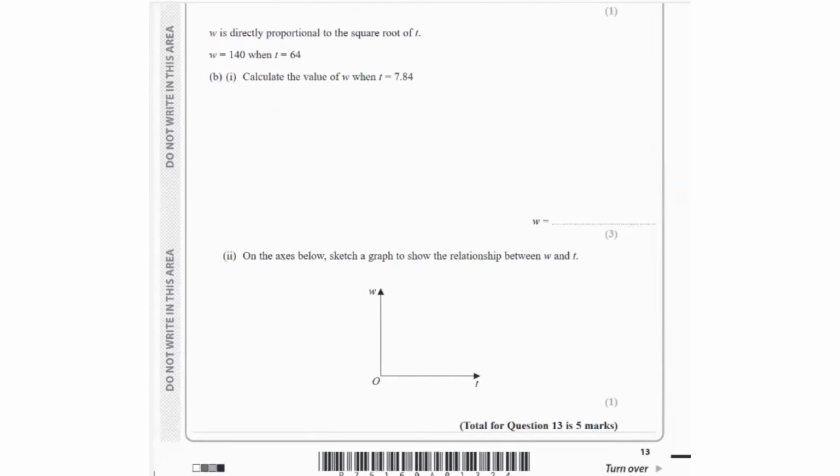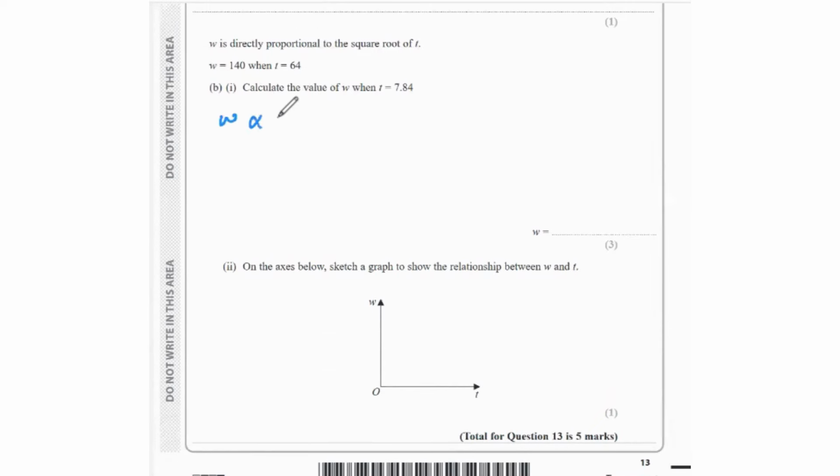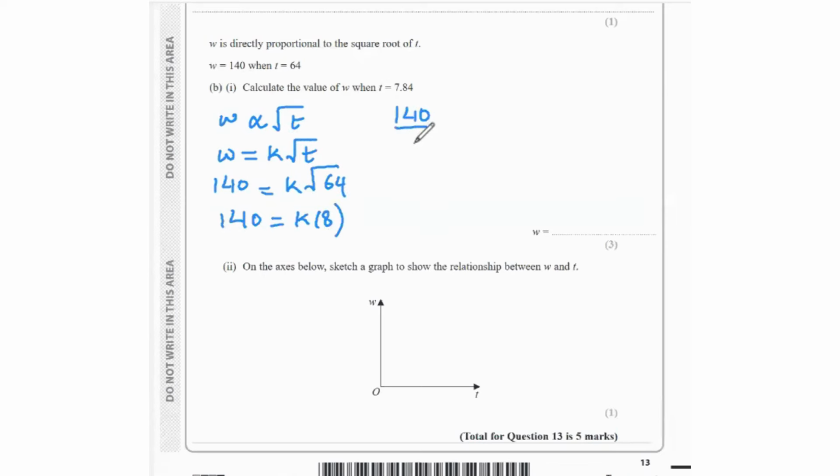Then it says W is directly proportional to the square root of T. So W equals k times root of T. W is 140 when T is 64. So you substitute these values to find the value of k. So 140 equals k times 8, and 140 divided by 8 equals k, which is going to be 17.5.